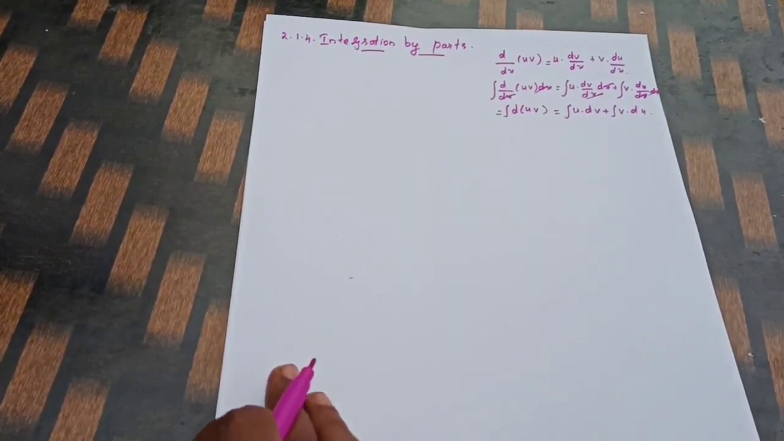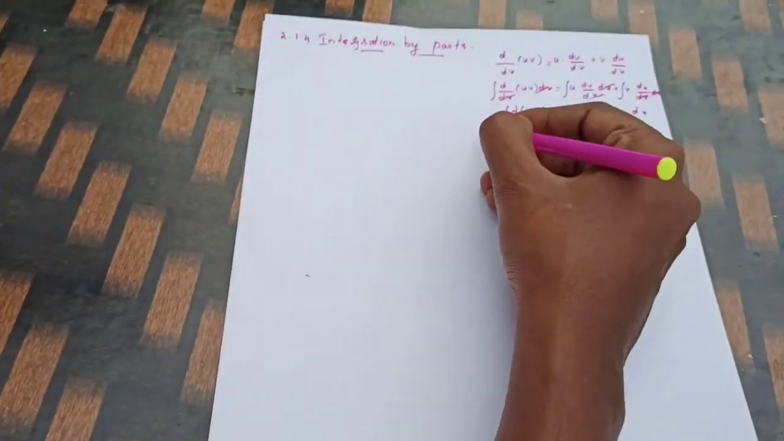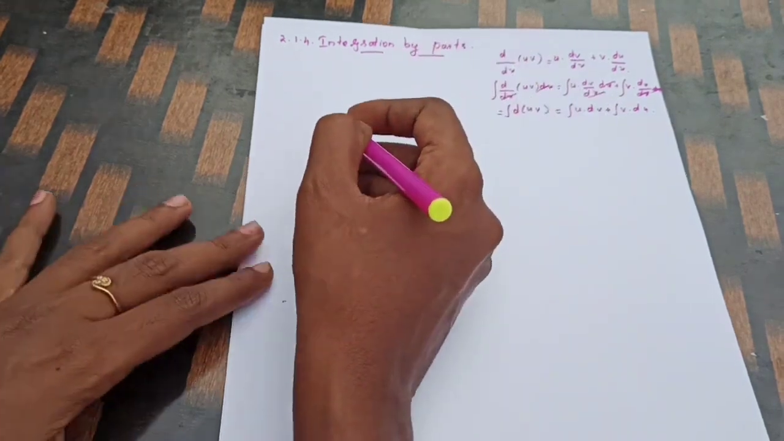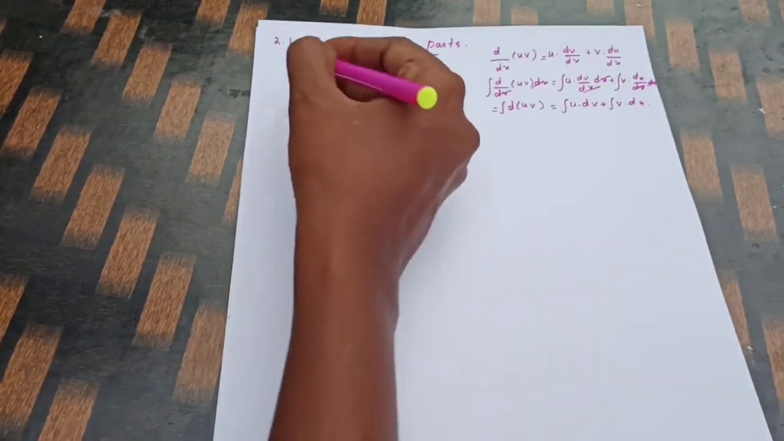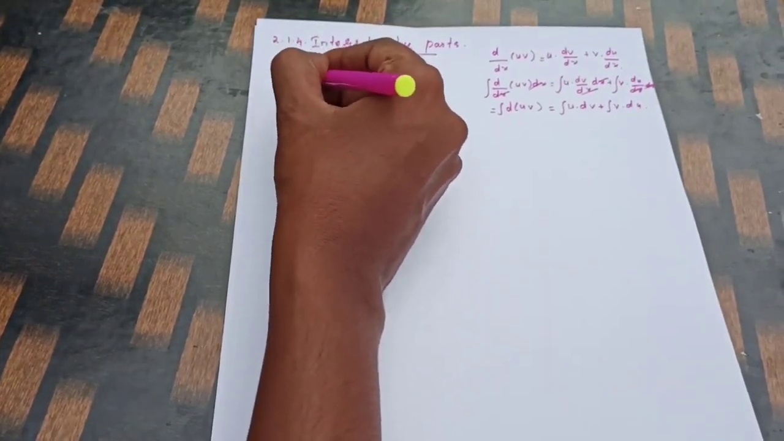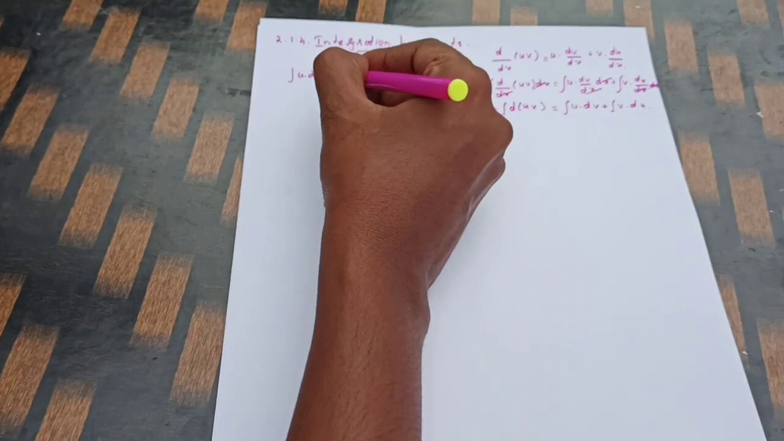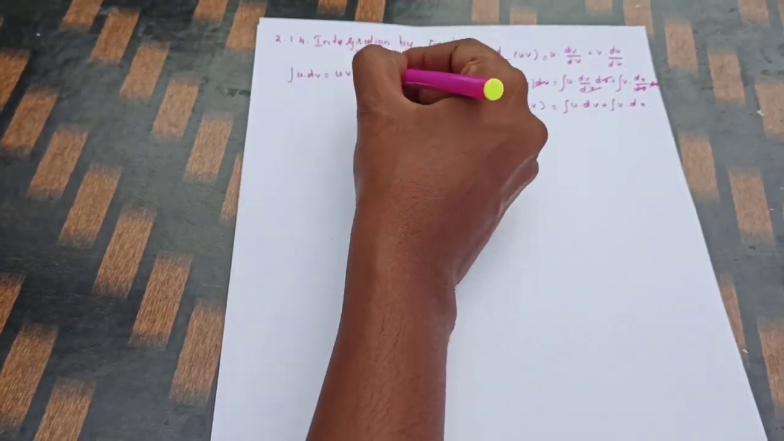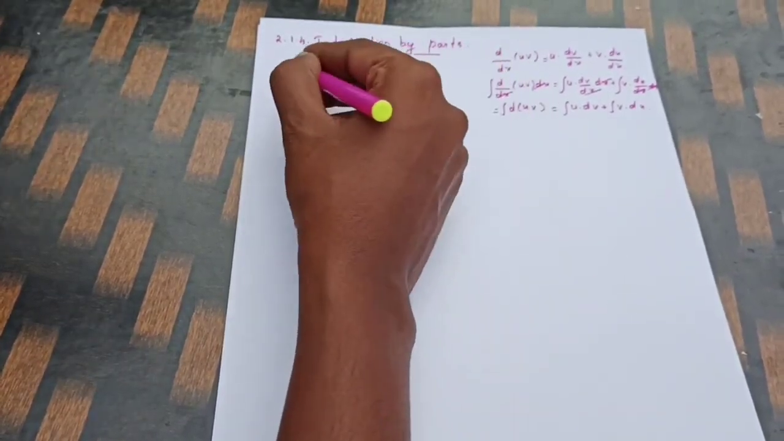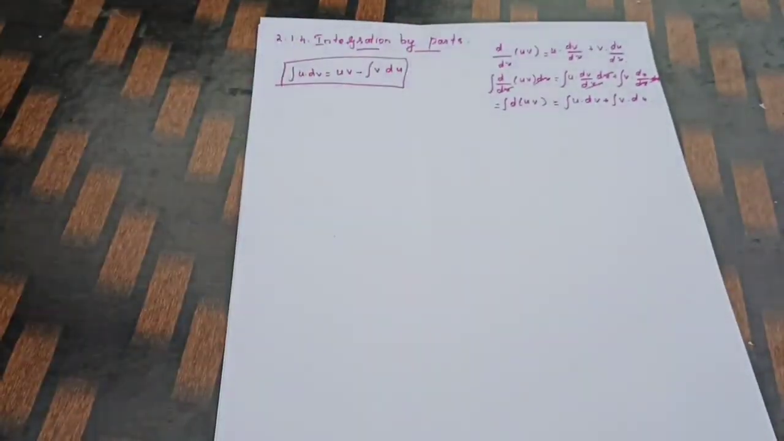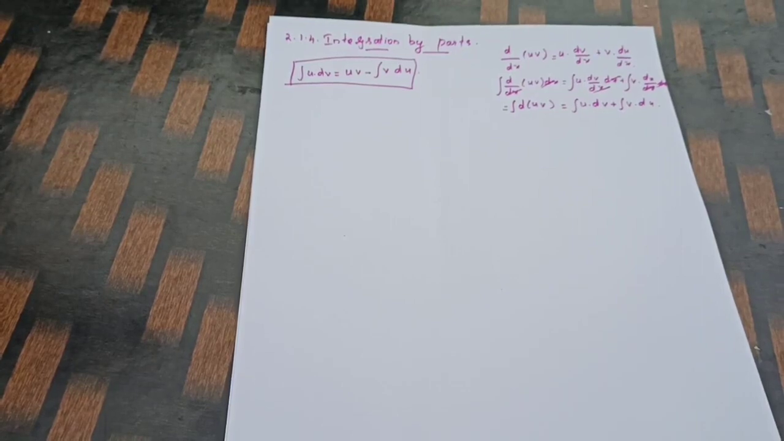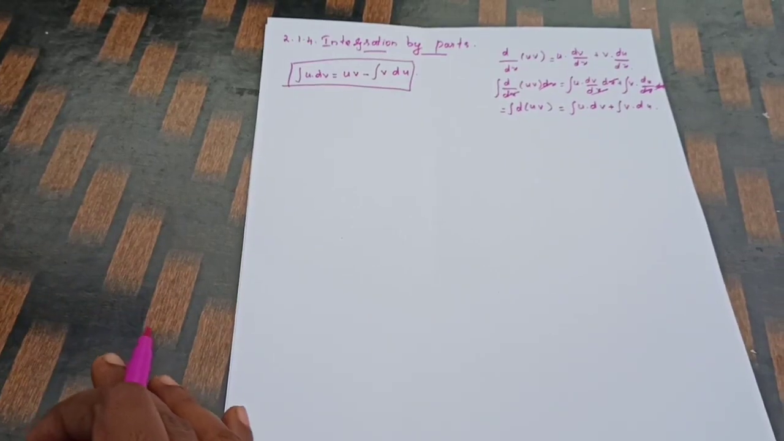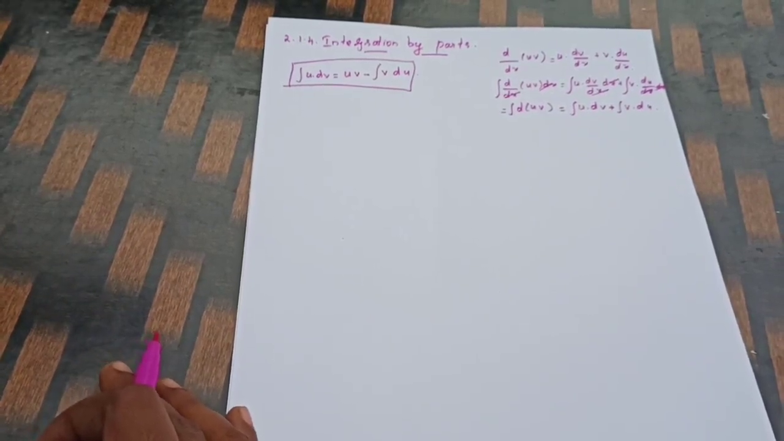Okay. So here only one formula is very, very important. The formula is, I am giving the formula here. The formula is integral of u into dv is equal to uv minus integral of v du. This is the formula we are going to use here. So very, very important formula. So what's the formula? Integral of u dv is equal to uv minus integral of v du. Okay. So this is the formula we will use here.